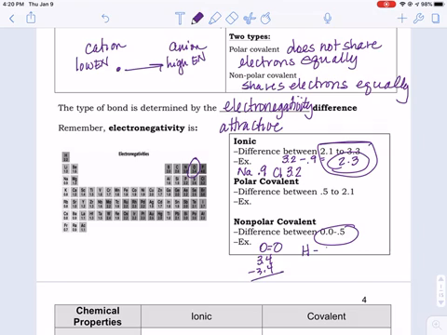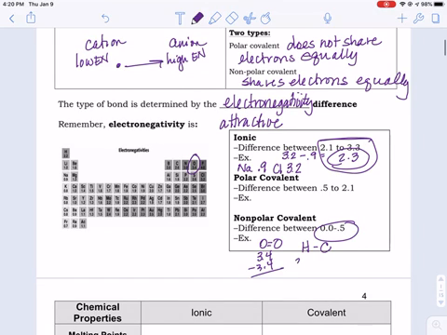Similarly, hydrogen and carbon. Hydrogen is a 2.1. Carbon is a 2.6. I almost said 2.4. If I subtract those, and hydrogen's 2.2, I can't even remember. If I subtract 2.6 minus 2.2, I end up with a 0.4 electronegativity difference, which fits into that category. So both of these are going to be considered fairly even sharing.